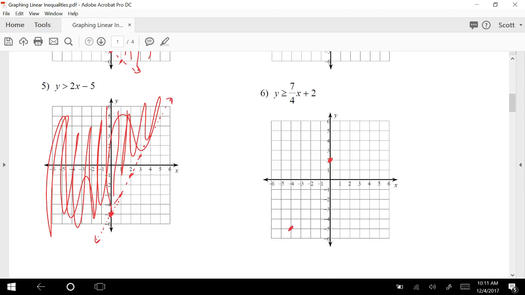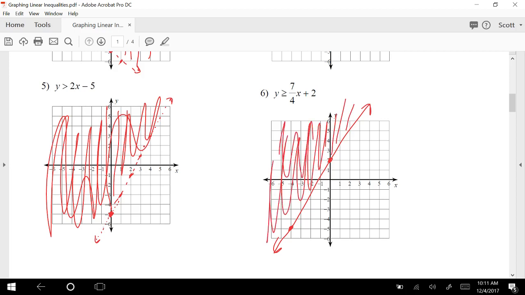Draw a straight line, and as you can see, going from this leftmost point, going up 7 over 4 satisfies it. And we're going to say y is more than that, so that would be above the line. And that's good.